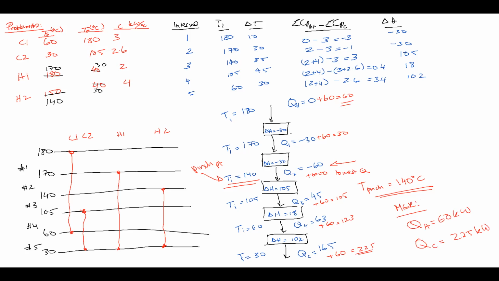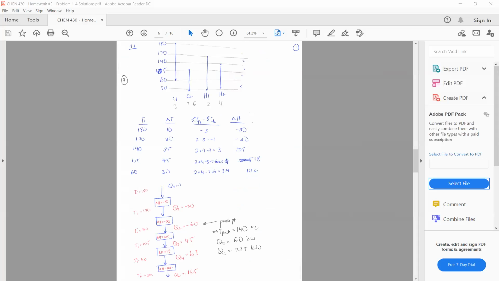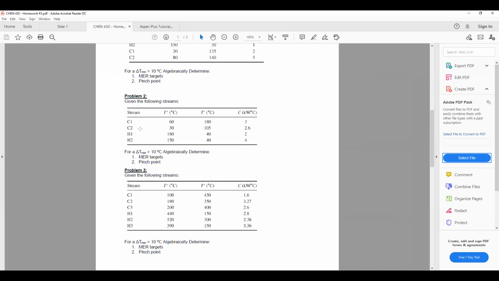Okay, good. Now let's have a look at problem number 3 in this homework, or actually, am I sharing the solutions? No, we want to look at problem number 3. Okay, let's have a look here.